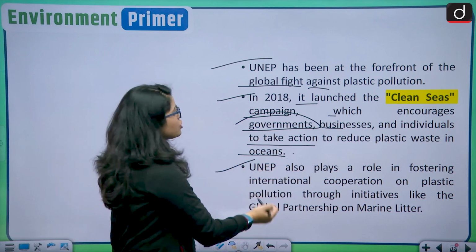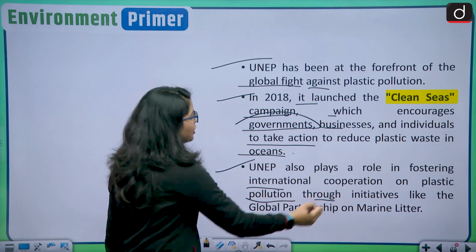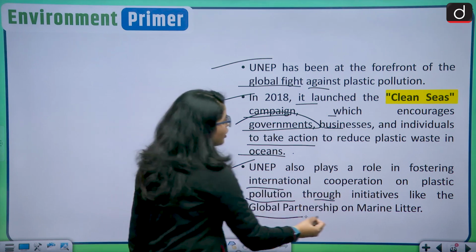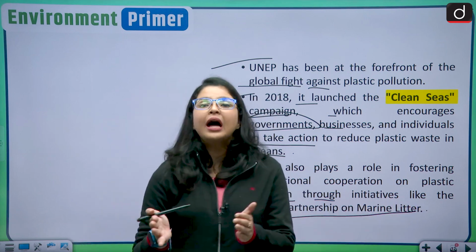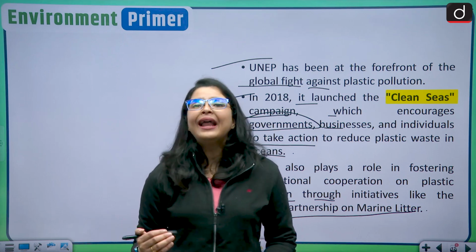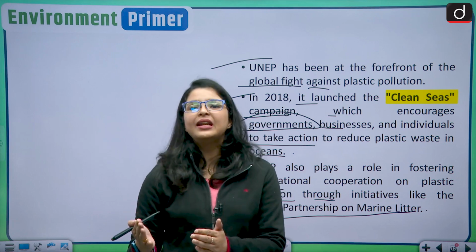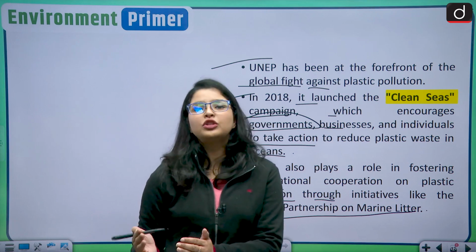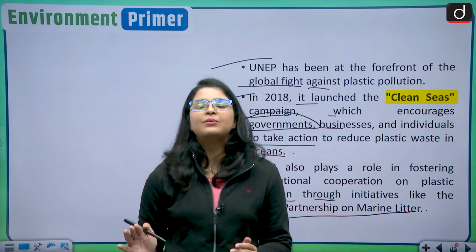And UNEP also plays a role in fostering international cooperation on plastic pollution through initiatives like the Global Partnership on Marine Litter. So the countries are coming together by way of the United Nations, UNEP, etc., and they are talking about ending plastic pollution, especially marine litter, the marine plastic pollution that is being caused by human beings as well as through other mediums.